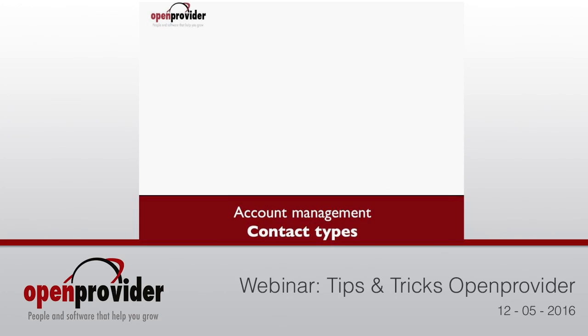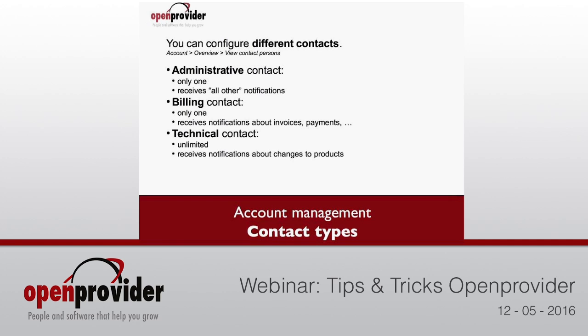If you create an account at Openprovider, you will automatically be assigned an administrative contact. That contact receives our newsletters, all things that you need to know about Openprovider. If that's the only contact, it will receive all email we send. But you can configure many more contacts. You can configure billing and technical contacts as well.